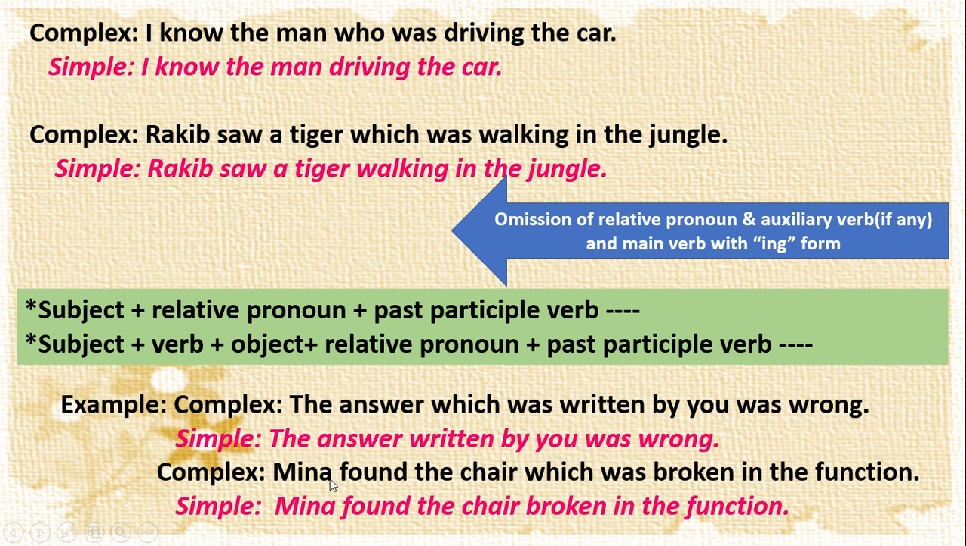Another example: Mina found the chair which was broken in the function. Subject plus verb plus object, then relative pronoun and then the past participle form of the verb is given. It will be: Mina found the chair broken in the function. Here we just omit the relative pronoun with the auxiliary verb and write the rest part of the sentence.